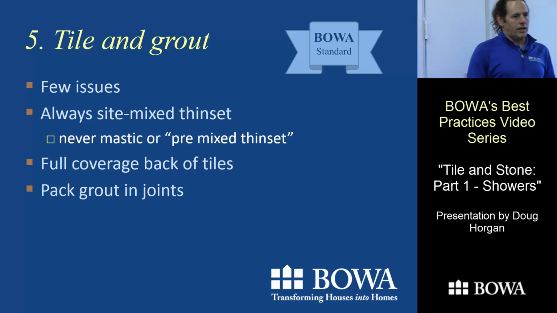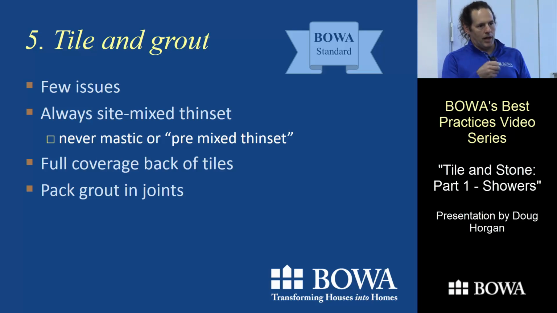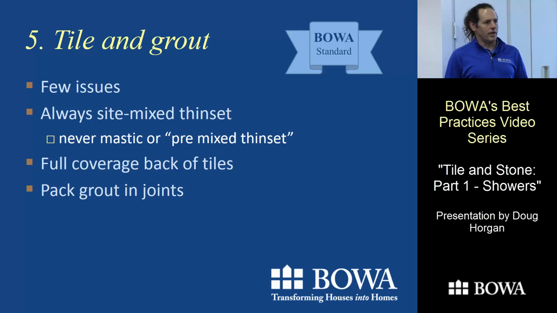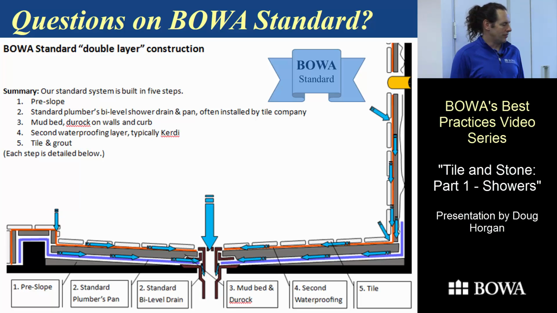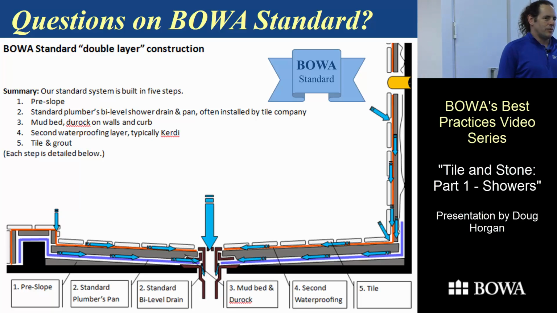Another quick thing, all the tiles should be covered fully on the back, not blobs on the corners and smushed on, right? It should be combed out with a trowel. So you want to fully cover it. And then getting the grouting done correctly is a lot of work. You have to push it pretty hard into the joints. But all the tile guys that we work with know this. It's just every once in a while we get a new crew. You just have to know what to look for. All right, that's it on the BOWA Standard.